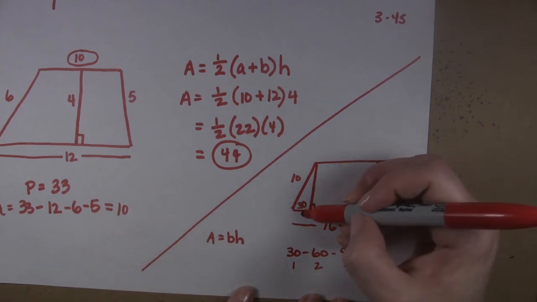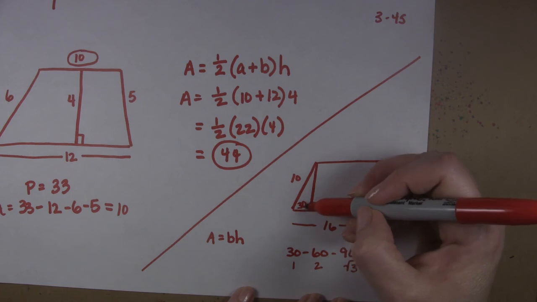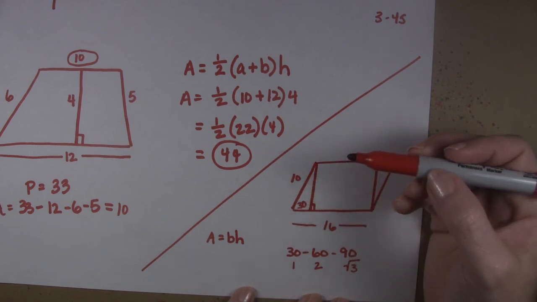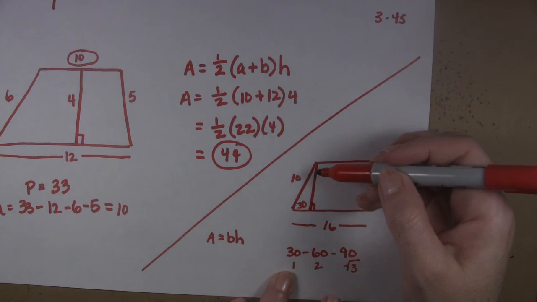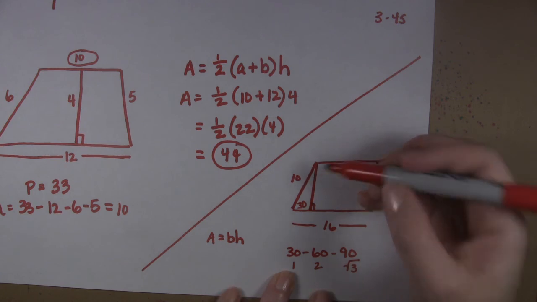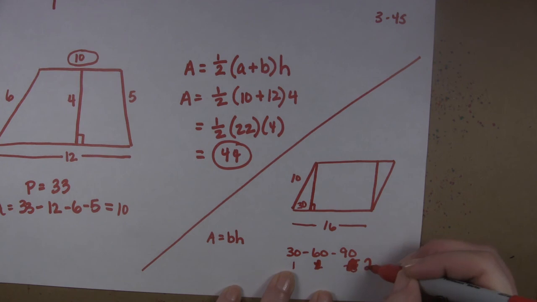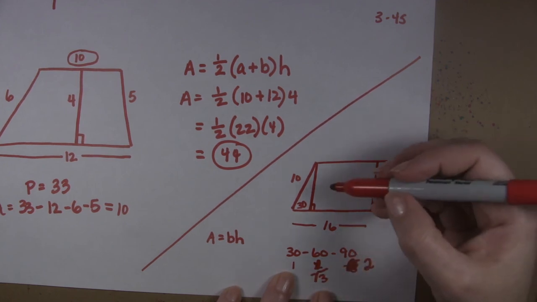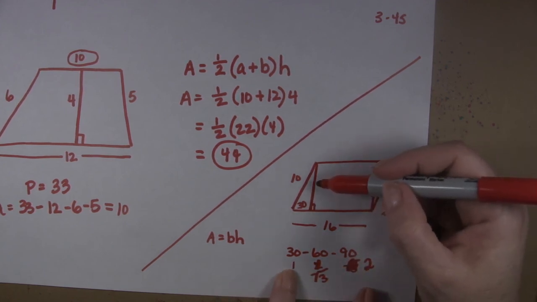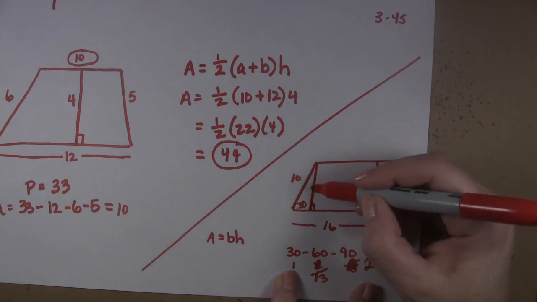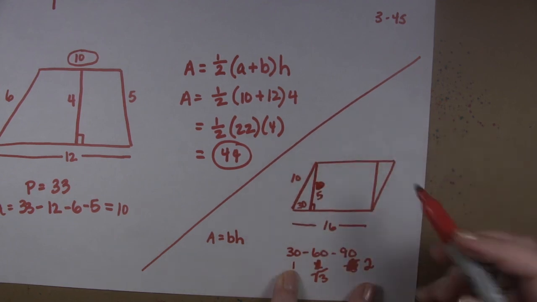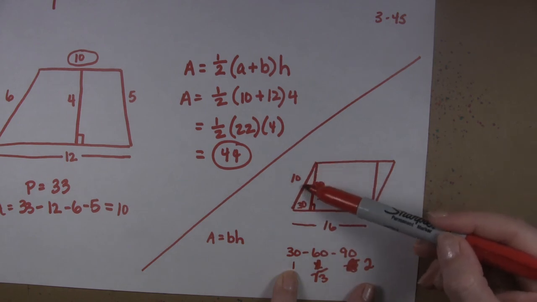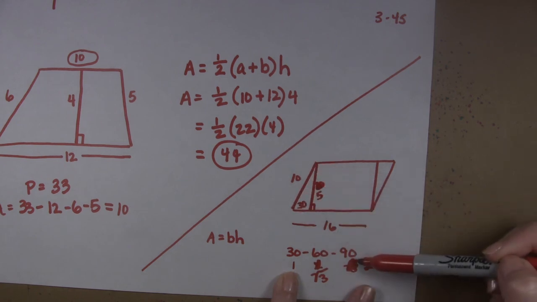So my short side, so this will be a 1, 2, oops, I did that wrong. 1 to 2 to radical 3. There we go. So my 30 side is half of it. This is 10, and so that's the 90 degree one.